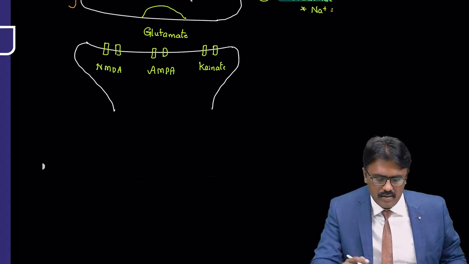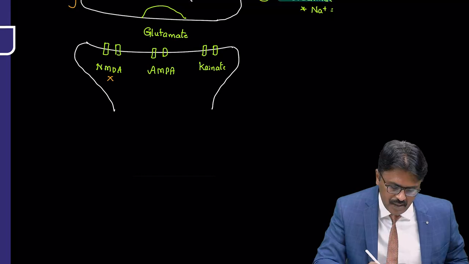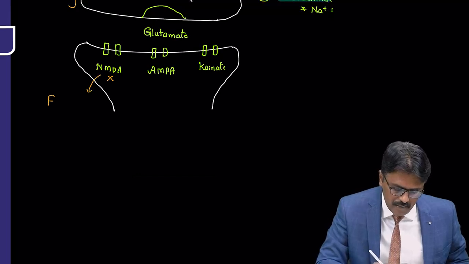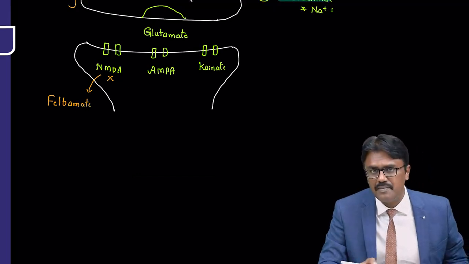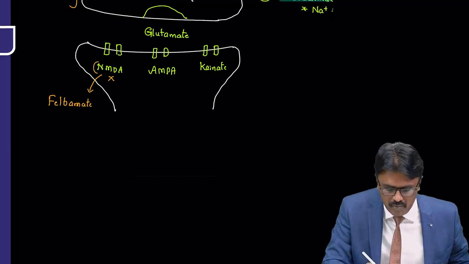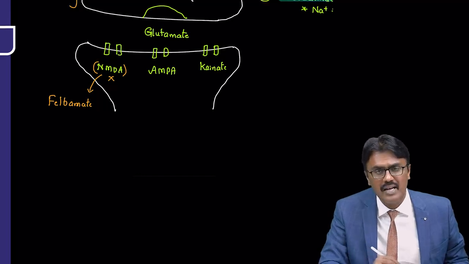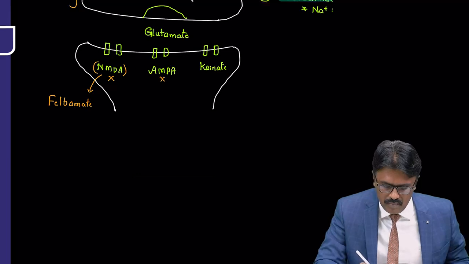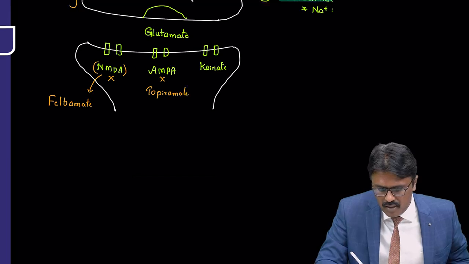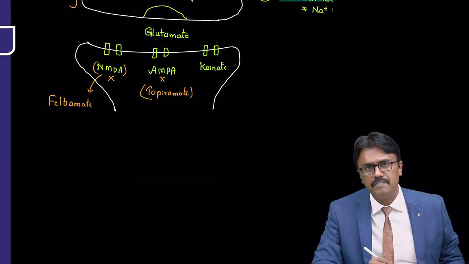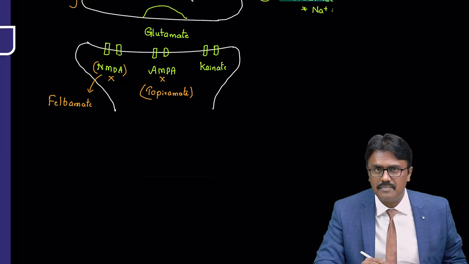Is there any other way we can decrease the activity of glutamate? Yes, you can block NMDA. So NMDA can be blocked by an anti-epileptic drug, felbamate. I think we have studied felbamate already. So felbamate has an additional property to block NMDA. It's a sodium channel blocker, and also blocks NMDA. You can block AMPA, and that is done by topiramate. So topiramate can block AMPA. So still we don't have any target drugs for kainate.